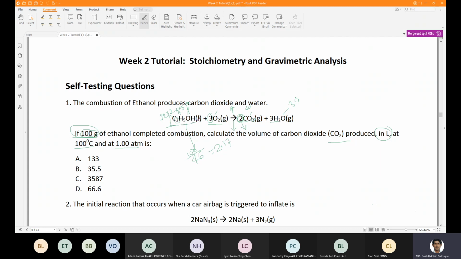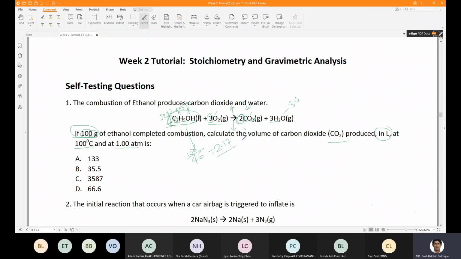So 2.17 mole of ethanol, how many moles of carbon dioxide will be produced? Times 2, isn't it? Because from the reaction we see, 1 mole of ethanol produces 2 moles of carbon dioxide. I make it messy, yeah? But you know that it is 2. So 1 mole of ethanol produces 2 moles of carbon dioxide.